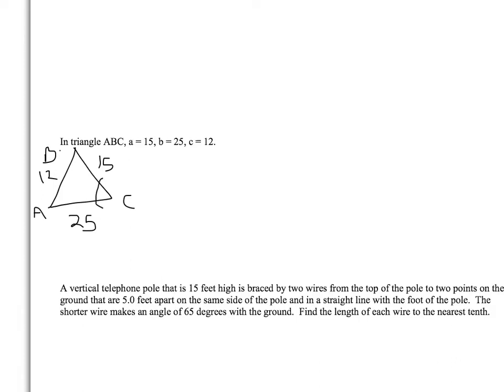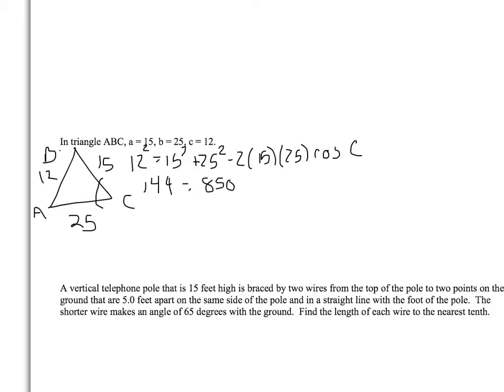Just to follow my notes, I did find angle C first. If I'm finding angle C first using law of cosines, it will start out as 12 squared equals, and then it's your other two sides squared, minus 2 times those two sides cosine of C. 12 squared is 144. 15 squared plus 25 squared is 850. 2 times 15 times 25 is 750. Cosine C.